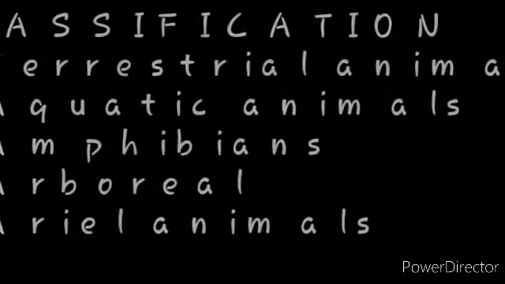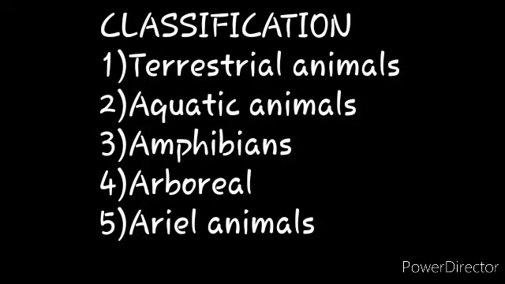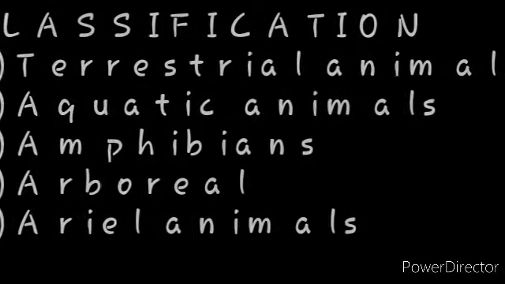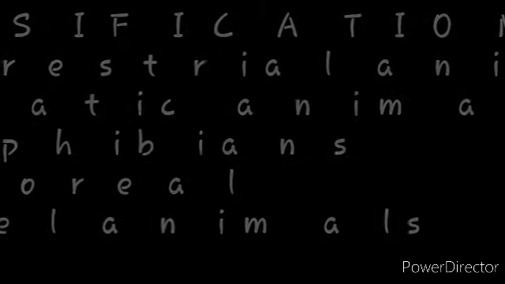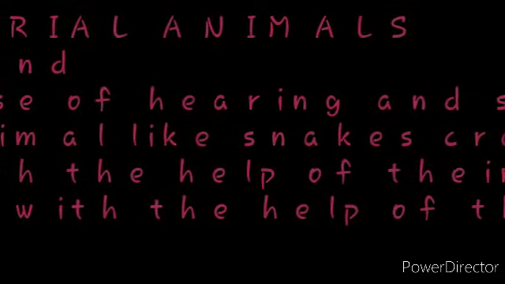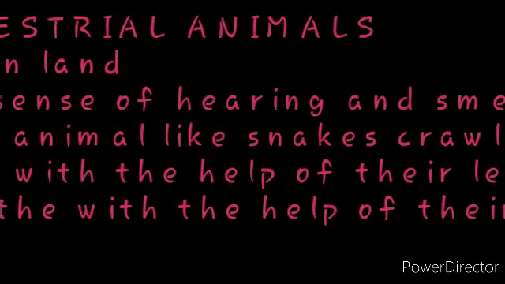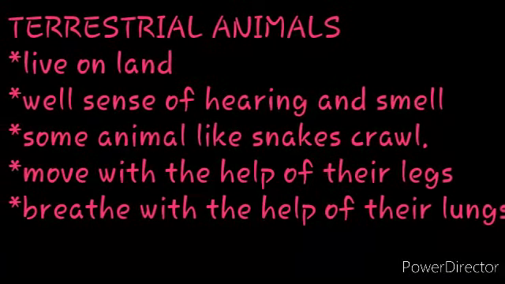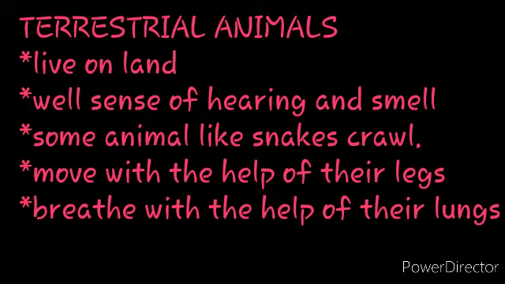Animals can be classified into 5 major categories on the basis of their habitats: terrestrial animals, aquatic animals, amphibians, arboreal animals, and aerial animals. Now, let us discuss one by one. First, let's discuss terrestrial animals. Terrestrial animals are the animals that live on land. They breathe with the help of their lungs. These animals have strong senses.